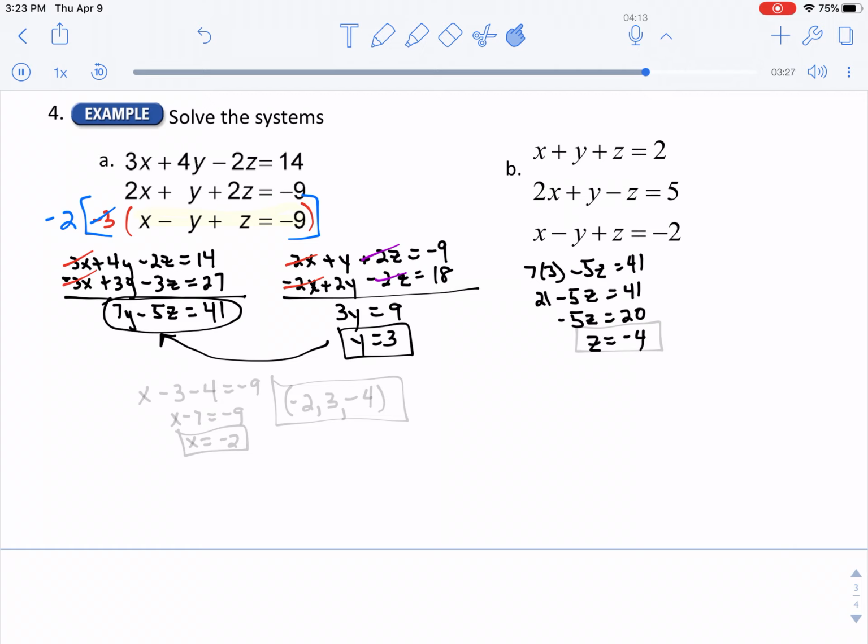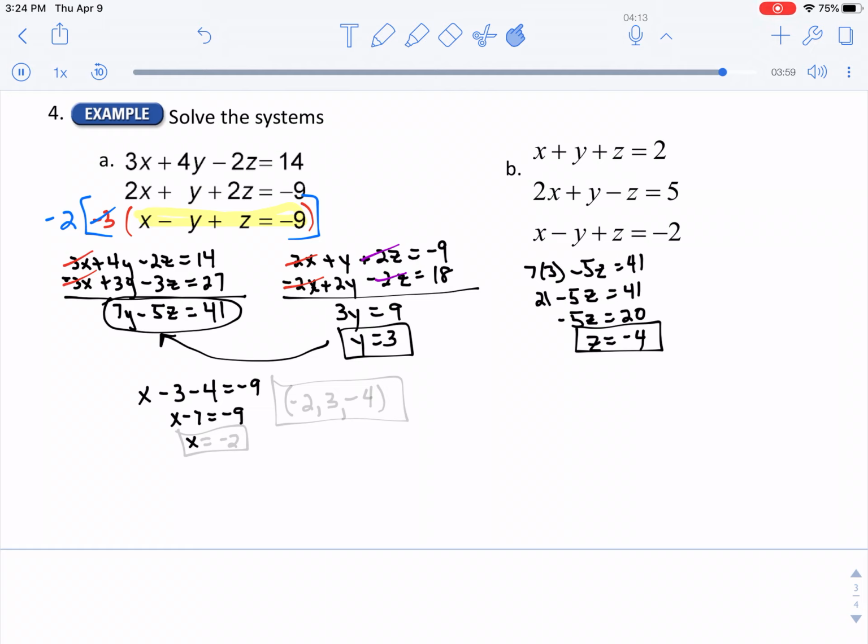So now I have my y and I have my z. And for the last step, I'm going to go back into any one of the first three equations. I'm going to choose the one that looks like it would be the easiest, so I'm going to go back into this one because it looks like the simplest of the three. And I'm going to put in my y and my z. So I get x minus y, which is 3, plus z, which is a -4, has to equal a -9. So I get x minus 7 equals -9.